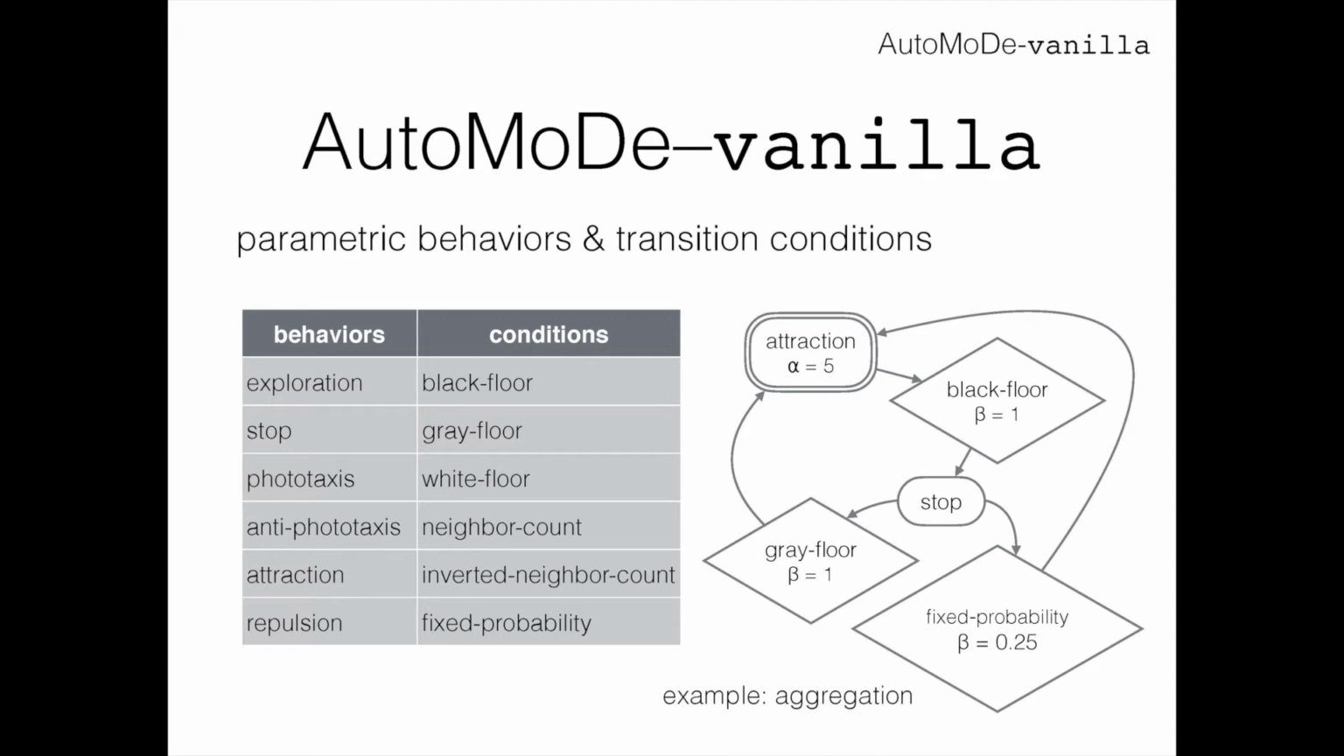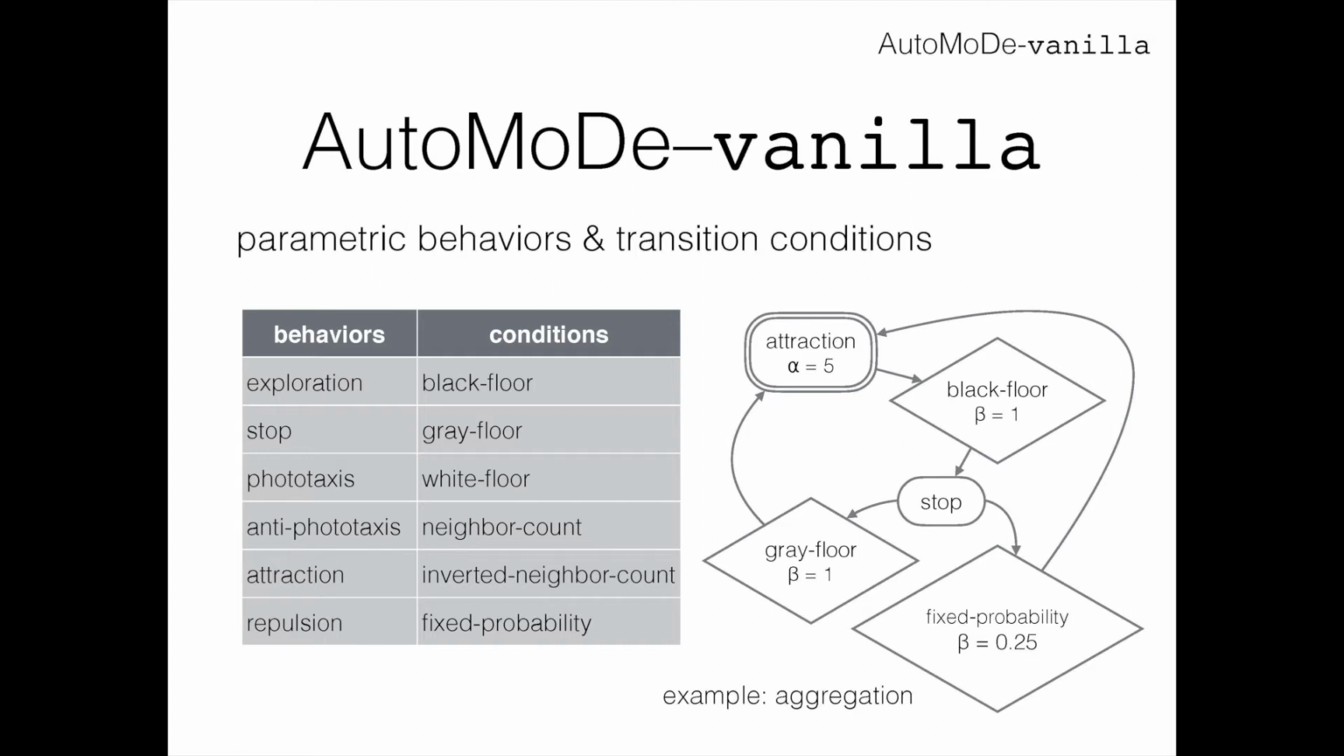Here in this slide, you see also an example of a finite state machine that Vanilla assembled for solving the aggregation problem. The aggregation problem is a problem in which the robots have to aggregate on a black spot on the ground. We will see more about this in the next slides. So, to solve this problem, Vanilla automatically generated a finite state machine in which the robot starts in the attraction behavior. If the floor is black, they stop.